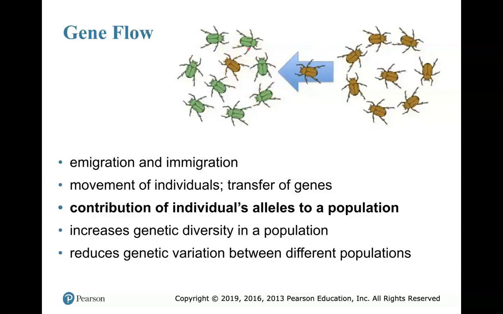The next statement reduces genetic variation between populations. What I mean by that is before, I had a very different population over here, green beetles, and a very different population over here, brown beetles. Well, now I'm getting a little bit heterozygous with those alleles, with the brown mixing in with the green. And so then the variation decreases. I now have some similarity, whereas before it was drastically different.